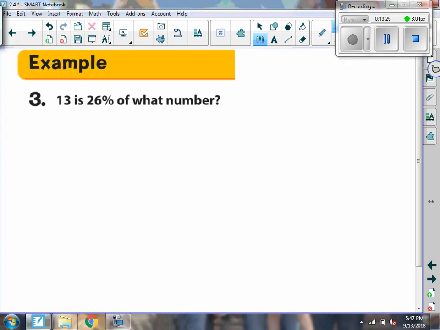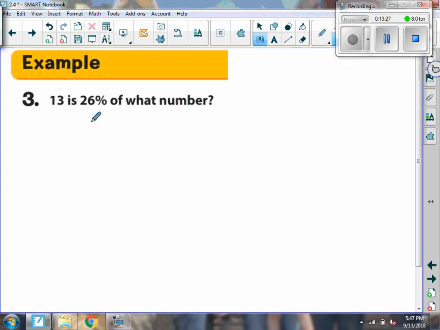So we have our percent. So this is going to be our n. So 13 is, so that's our part. So this will be 13 is equal to, remember what we have to do with our percent? We 0.26 times w.